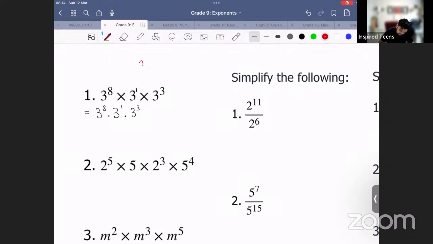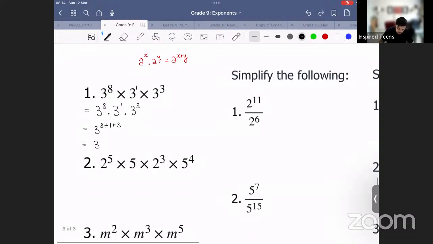When I have a to the power of x times a to the power of y, so I have the same base in multiplication, I add my exponents. So here I can simplify this to 3 to the power of 8 plus 1 plus 3. I can add up my exponents. It becomes 3 to the power of 12. They didn't actually want you to get the answer here. They just want us to simplify it, just practicing the rules that we just learned.